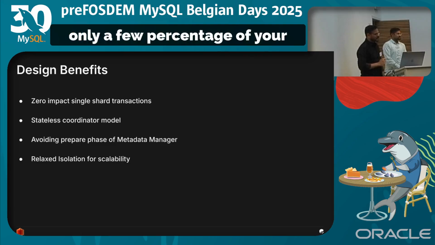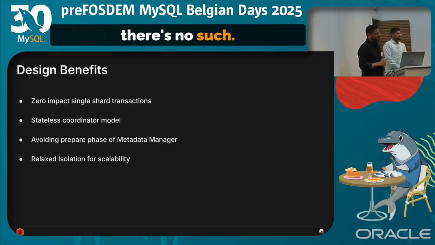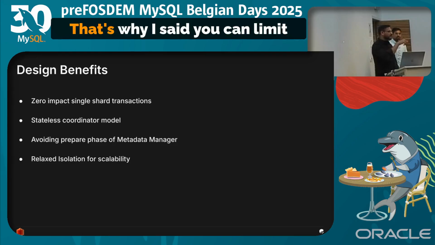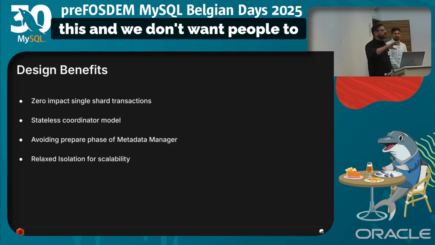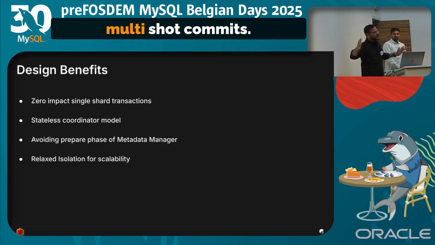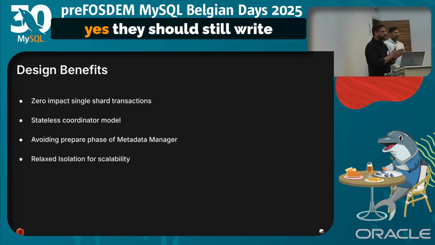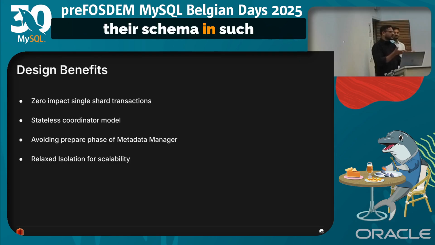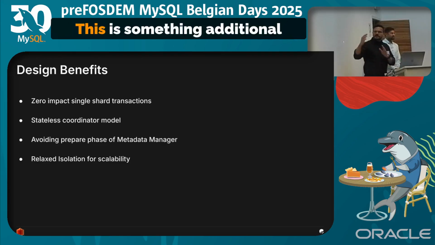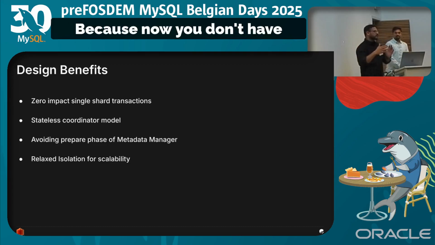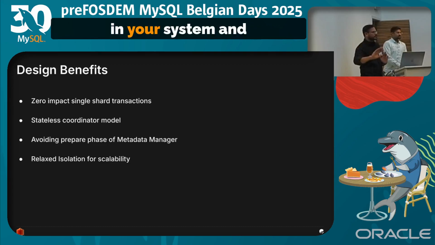But if it's only a small percentage of your write workload, then it's not such an issue. Right, that's why I said you can limit this, and we don't want people to fall into doing multi-shard commits. We still want people to write their schema in such a way that it is single shard. This is an additional guarantee you now get, because you don't have partial commits anymore in your system.